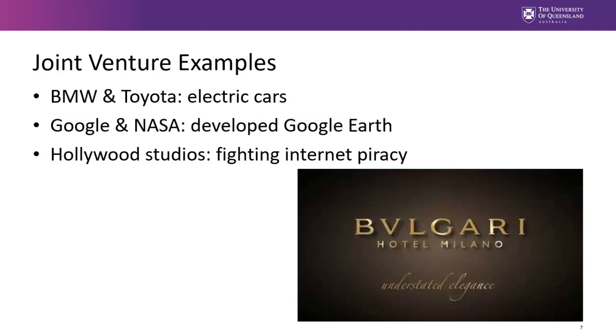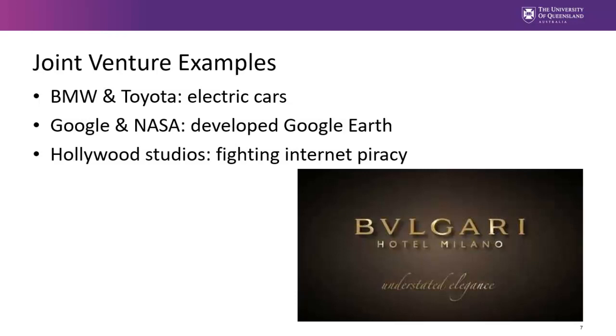BMW and Toyota worked quite a bit with regard to building the technology for electric cars. They've also done quite a few other things regarding cars, with hydrogen fuel, I believe, though I really don't know anything about cars. But anyway, I know that they've done quite a few projects together. Google and NASA worked together to develop Google Earth. So that's pretty well taken care of now. A lot of the Hollywood studios have worked together, even though they're competitors, to put out a public service announcement to fight internet piracy.